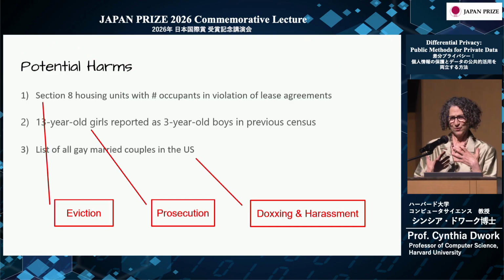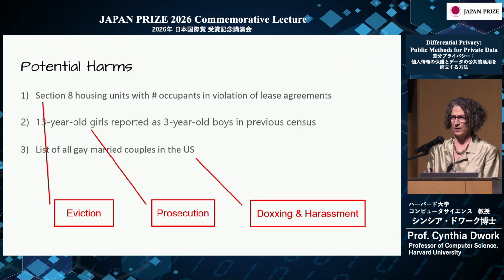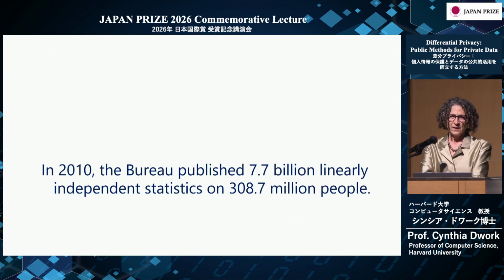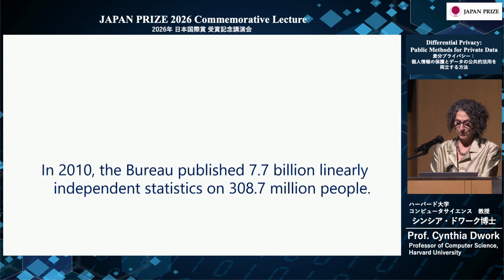And confidentiality is viewed as of primary importance in the census because they feel that if people don't trust that their data will be held in confidence, then they simply won't answer the census. And the US law requires confidentiality. To give you a sense of scale, in 2010, the Census Bureau published 7.7 billion linearly independent statistics on the data of merely 308.7 million people.